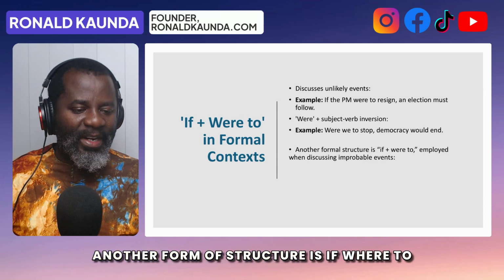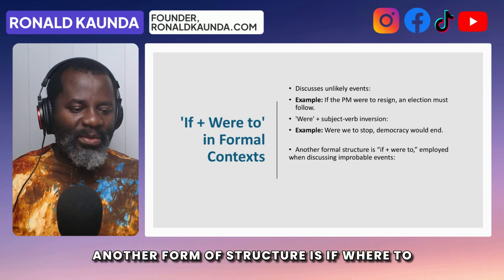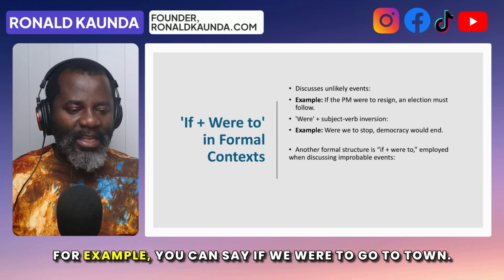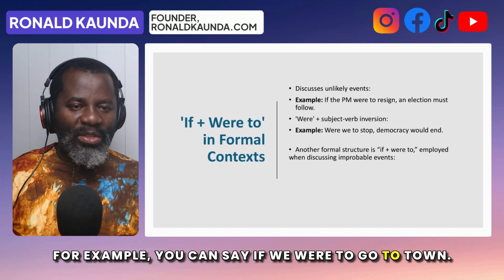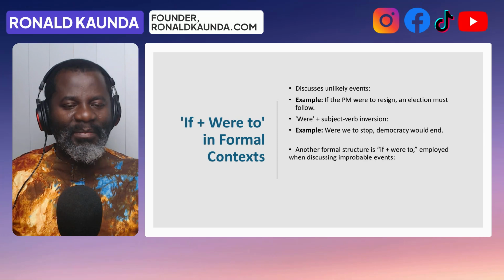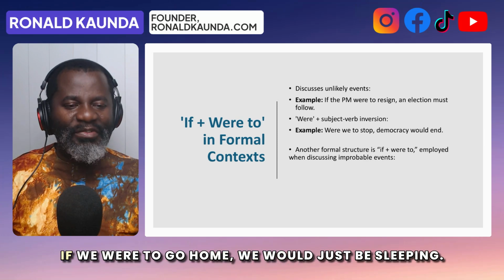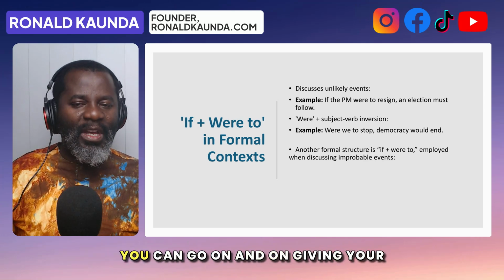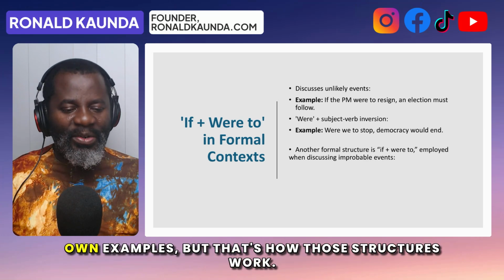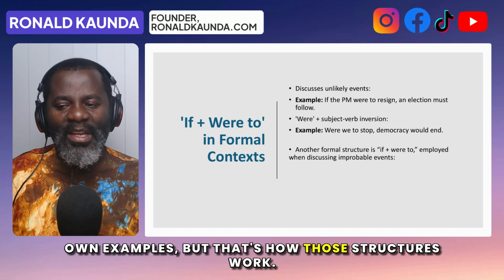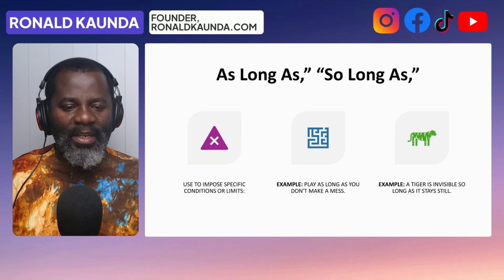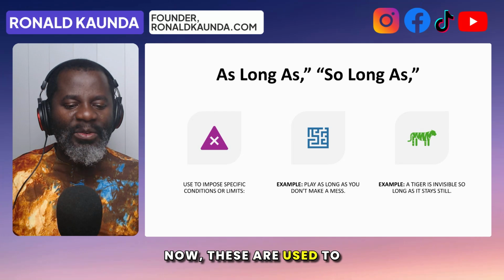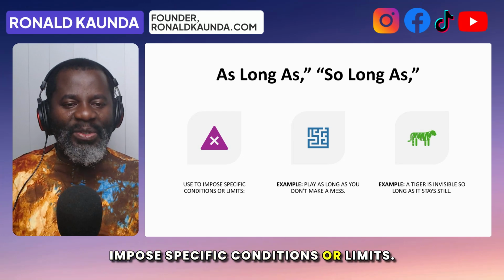Another formal structure is if plus were to, which is employed for improbable events. For example, you can say, if we were to go to town, we would buy ABC. If we were to go home, we would just be sleeping. You can go on and on giving your own examples, but that's how those structures work. The next one is as long as and so long as. Now, these are used to impose specific conditions or limits.